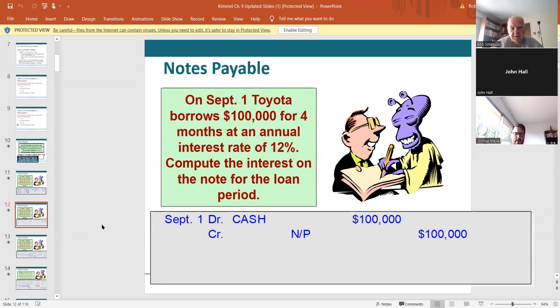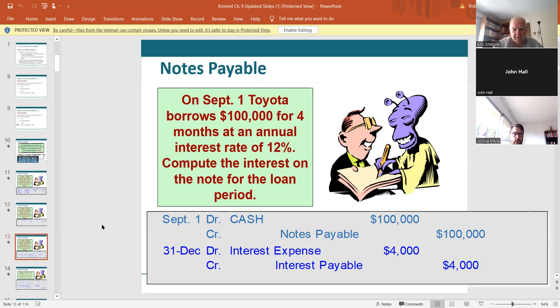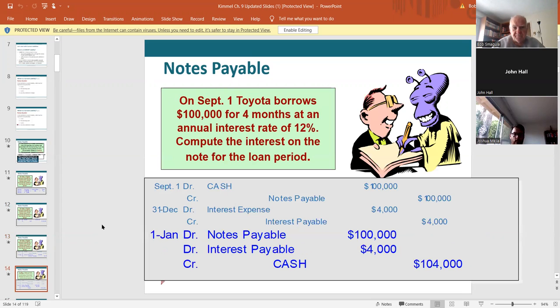They borrowed the money. Here is what they borrowed: 100,000, debit cash, credit notes payable. And this is a short-term note. Now the interest is due at the end of the year, or at least they have to accrue it. So they debited interest expense and credited accrued interest payable.